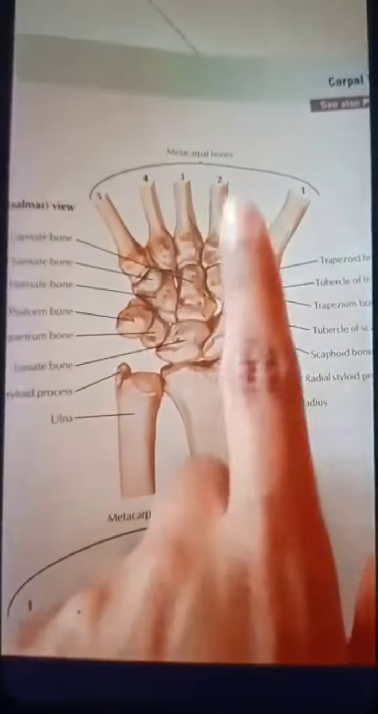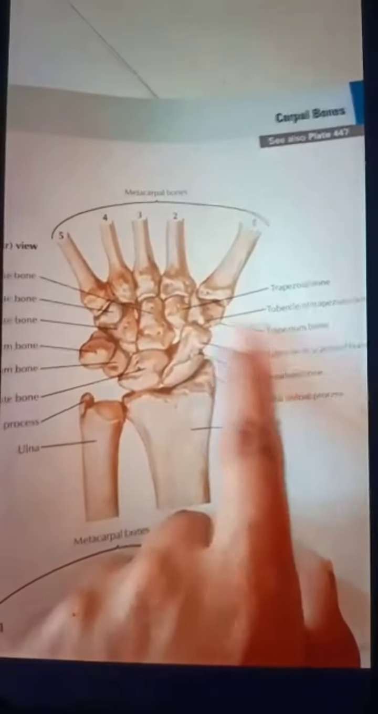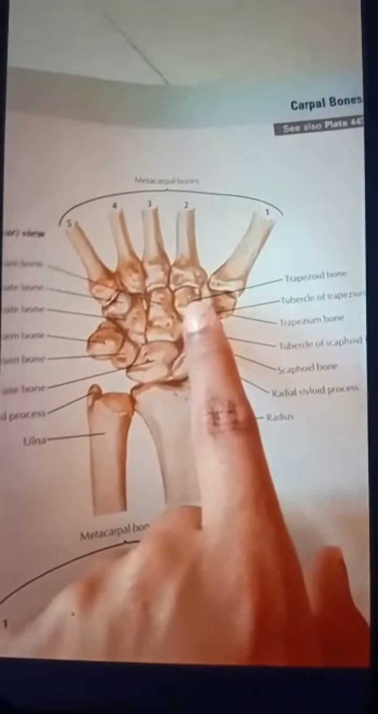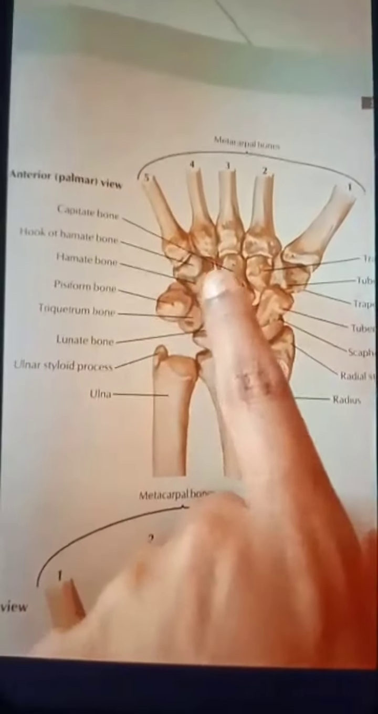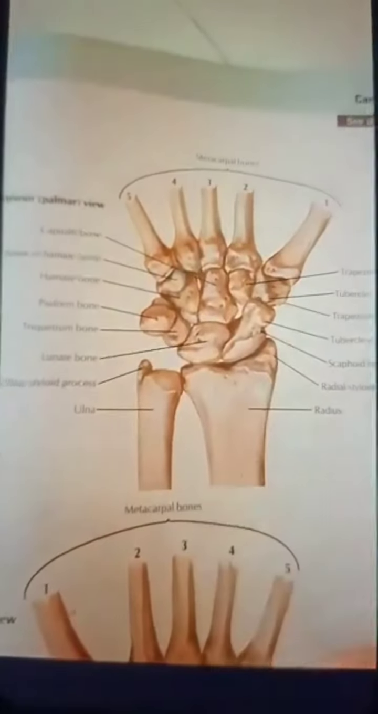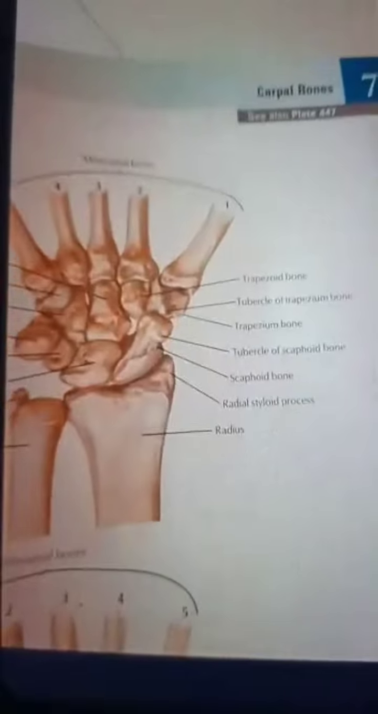And next let us move to the distal row. In the distal row from lateral to medial we have the trapezium. So you can see first trapezium, next we have a trapezoid, next we have a capitate bone, and next we have the hamate and its hook. So these are the carpal bones arranged from lateral to medial side.